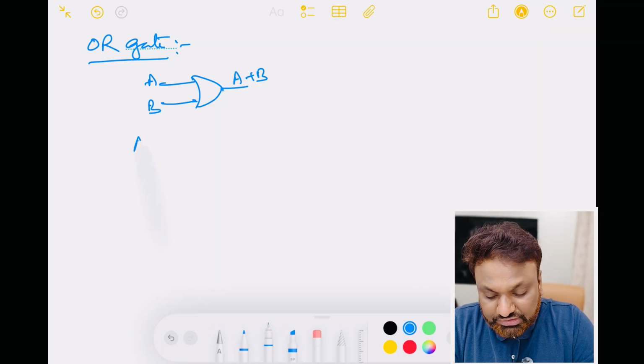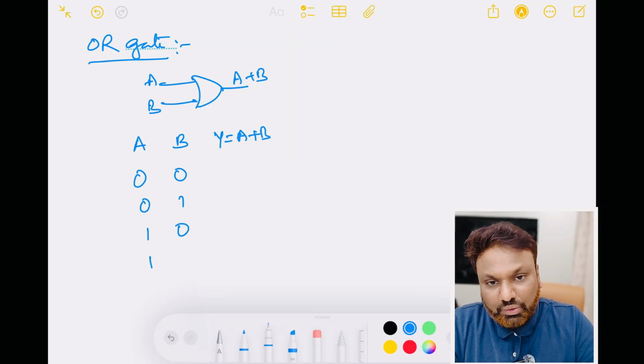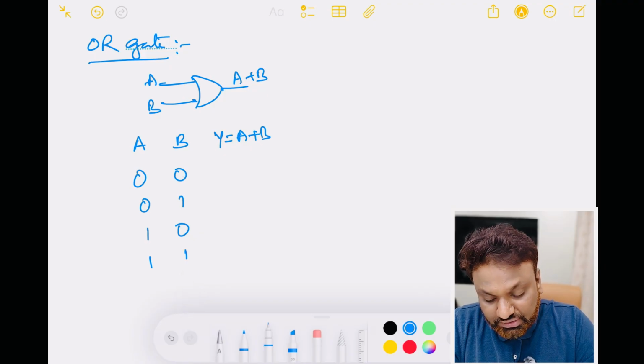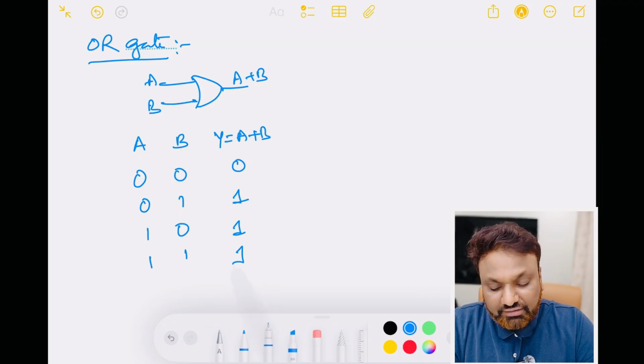So my truth table goes like this: A, B, Y is equal to A plus B. Okay, I can have the inputs 0, 0, 0, 1, 1, 0 and 1, 1 as the inputs. So what is this one? This is the addition. 0 plus 0 is 0, 0 plus 1 is 1, 1 plus 0 is 1, and 1 plus 1 is also 1 for an OR gate.